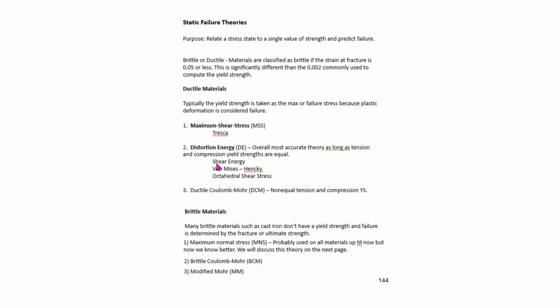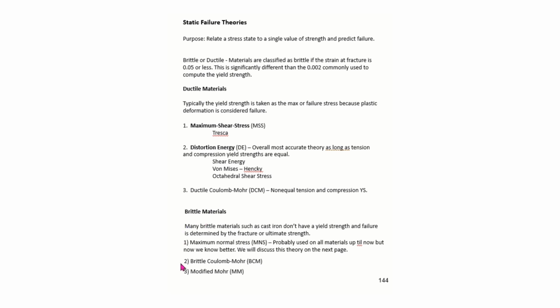And this distortional energy failure theory has several other names, but they all result in essentially the same theory. It's also called the shear energy, von Mises-Hencky, and octahedral shear stress. These are just essentially different forms of looking at the distortional energy failure theory. And the last one that we'll talk about is the ductile Coulomb-Mohr, the DCM failure theory. And this is a good failure theory when you have different values for the tensile and compressive yield strengths.